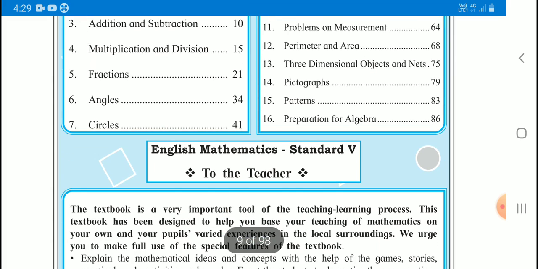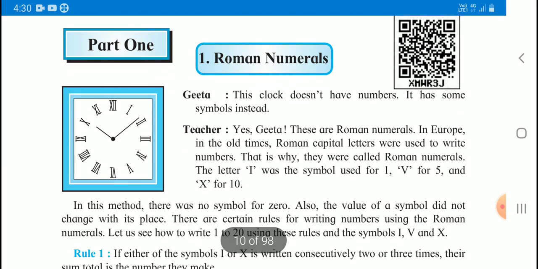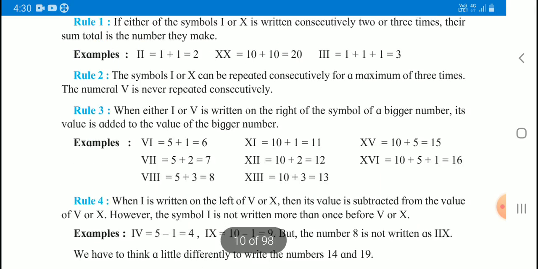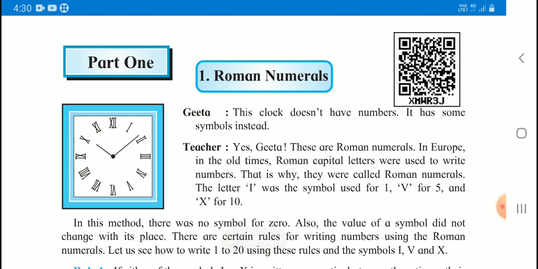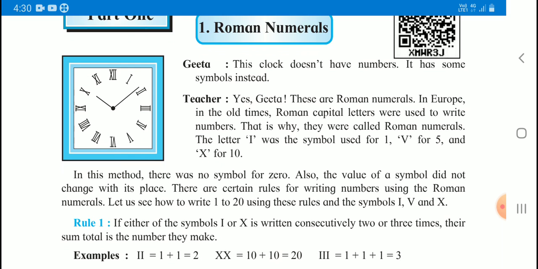Now today we will see the topic number 1 from part 1. The name of the chapter is Roman numerals. If you see page 1 of your textbook, on that page you can see one clock, and if you observe that clock, you will understand that there are not the Devanagari numbers or the international numbers. Which numbers are these? So, here in your book, they have given the conversation between Geeta and her teacher.